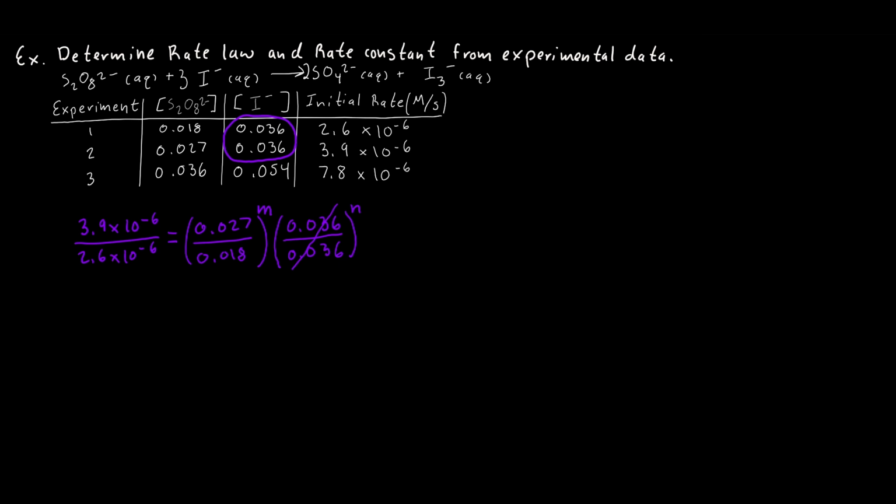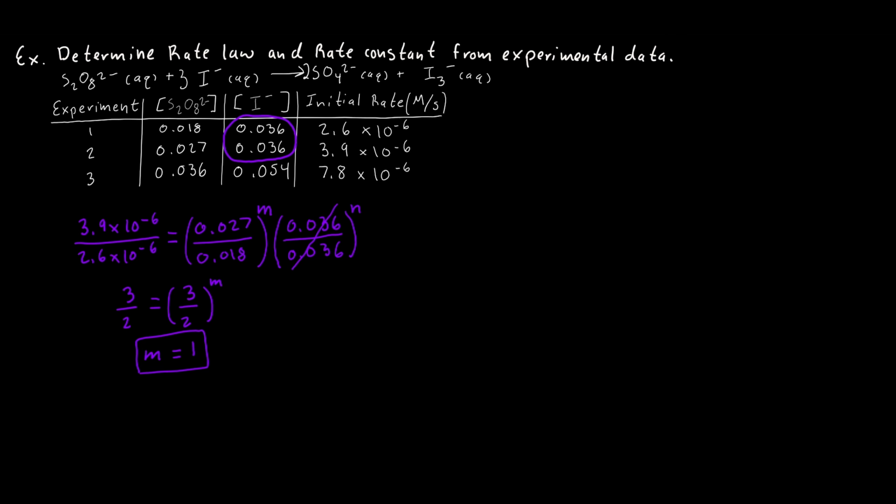And now we can plug these into our calculator to simplify it. And we get on the left side 3 over 2. And on the right side 3 over 2 to the m power. And since anything raised to the first power is just itself, m must be equal to 1. So our reaction is first order with respect to S2O8 2 minus.